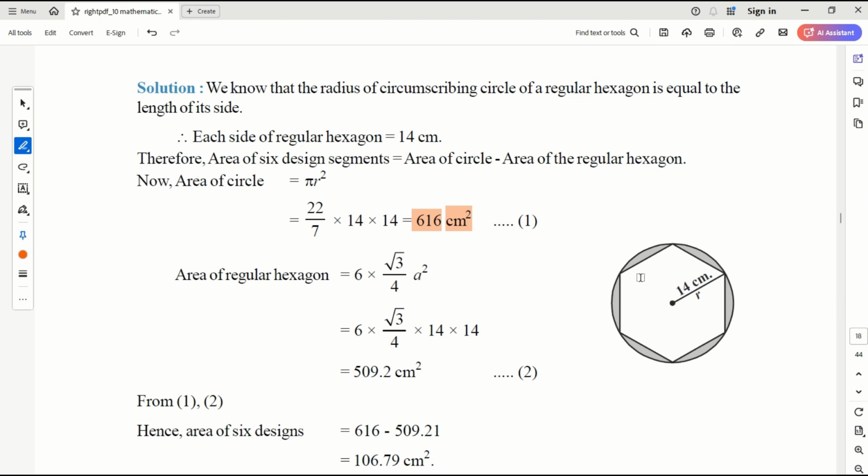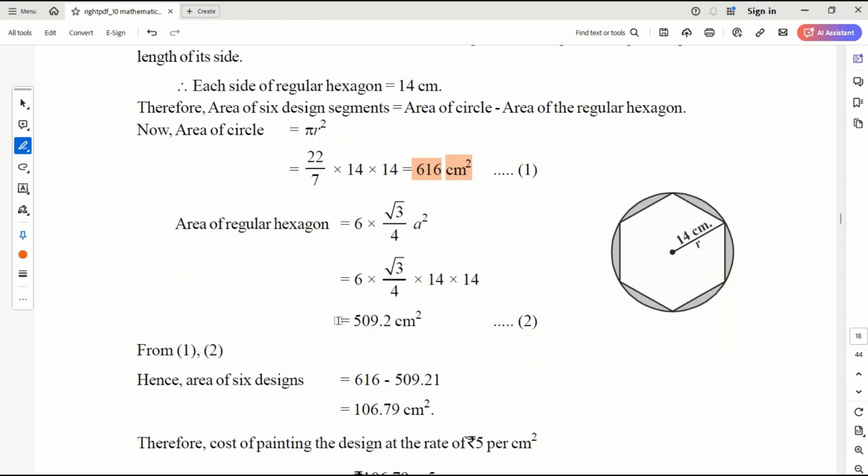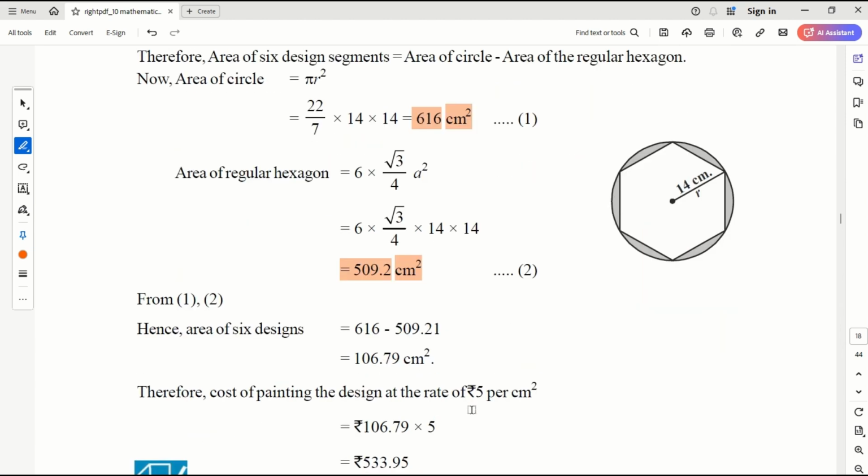And this is basically a hexagon, right? It's a regular hexagon. So in a regular hexagon, this length will be equal to this. It forms an equilateral triangle. If I draw another line here, it forms an equilateral triangle. 6 equilateral triangles. Okay. And the side is 14 centimeters. So the area of a regular hexagon equals 6 into root 3 by 4 a square. Okay. A is the side, one side, that is 14 here. So with that you will get the area of the hexagon. If you subtract, what you will get is the area you want to paint.